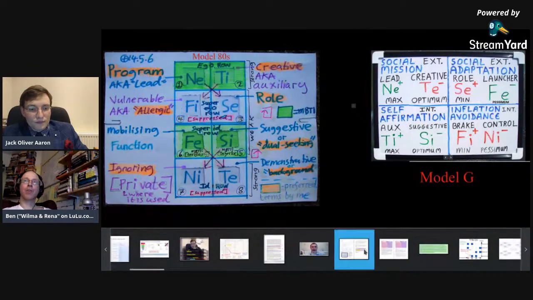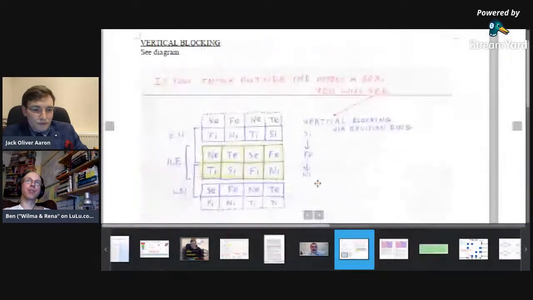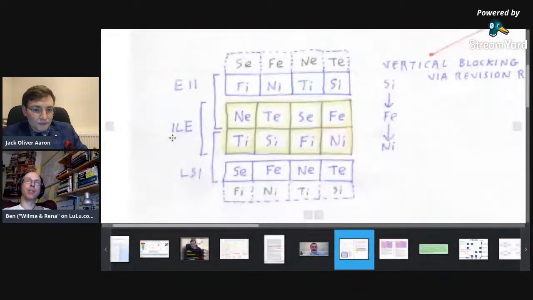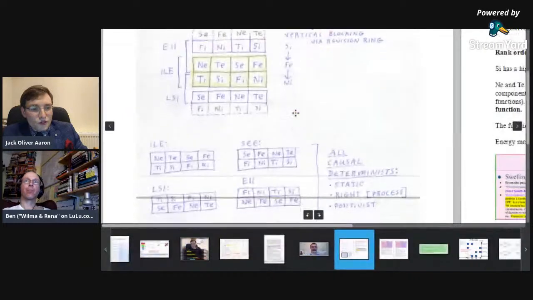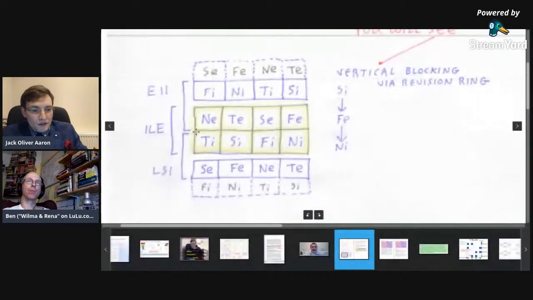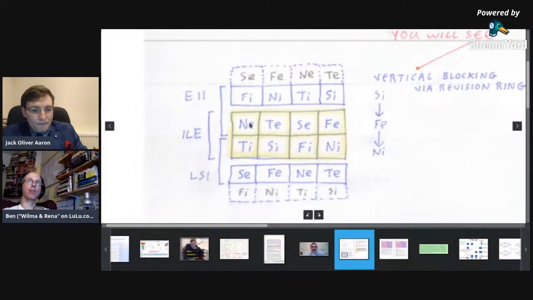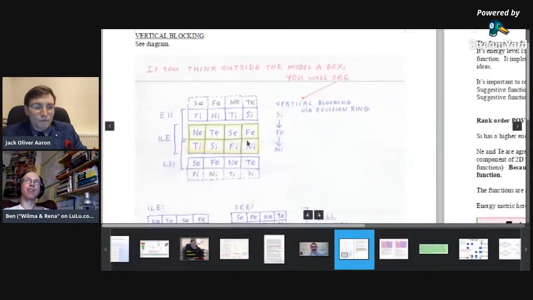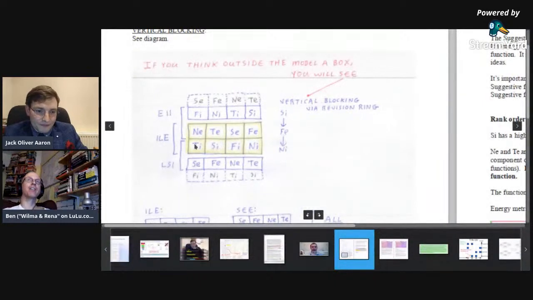One of the points that Jack mentioned was vertical blocking. Here is also the supervision ring for the causal determinists, where you have SEE. So you can see the ring. Sorry, what is also the supervision ring, Ben? This. So this is Model G? Model G, you have to think outside of the box. That's because this is part of the arrangement of Model G, the vertical arrangement.